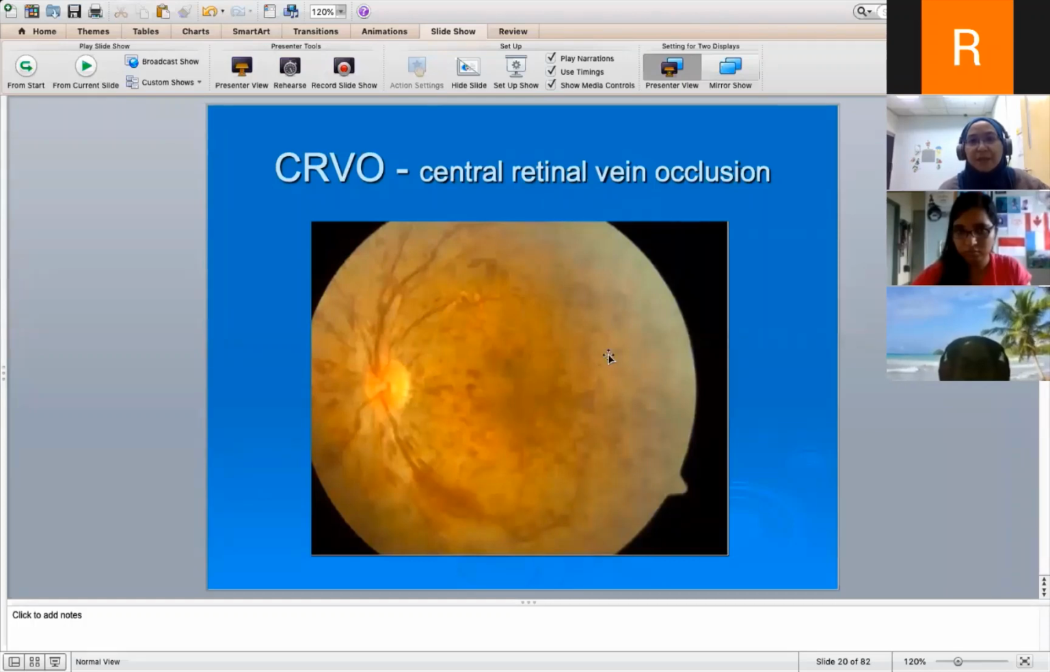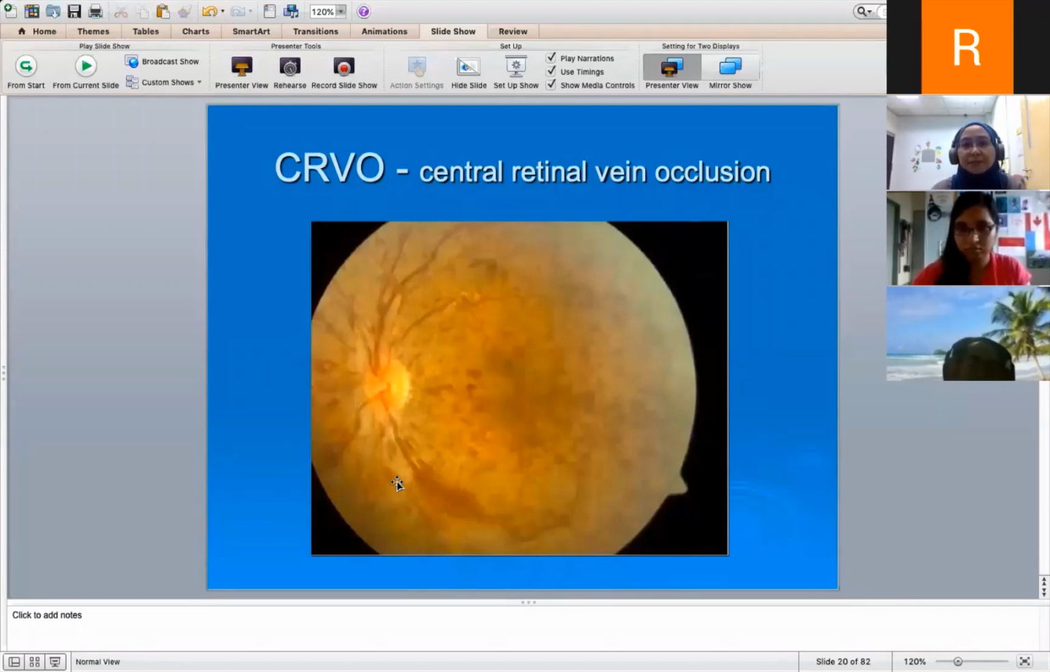Okay, can it be a diabetic retinopathy? No, because there are so many flame-shaped hemorrhages. Diabetic retinopathy usually has a lot of dot blot hemorrhages. The shape of the hemorrhages will determine what kind of disease you're dealing with, because the management is different.